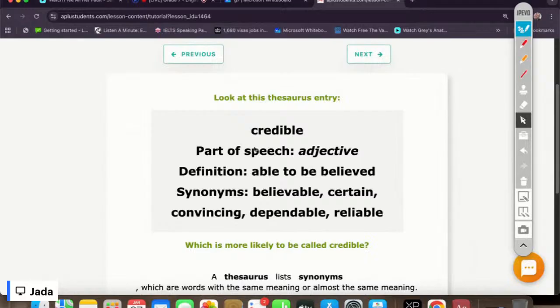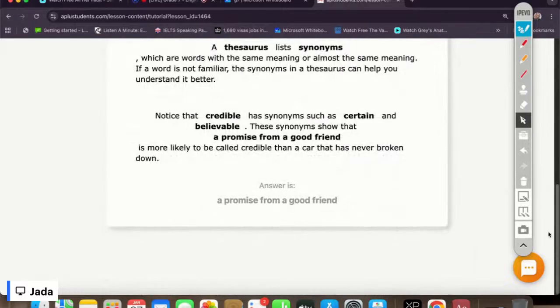So we have credible, part of speech is adjective, definition: able to be believed, and the synonyms are believable, certain, convincing, dependable, reliable. So which is more likely to be called credible? We have what? A promise from a good friend. Okay.